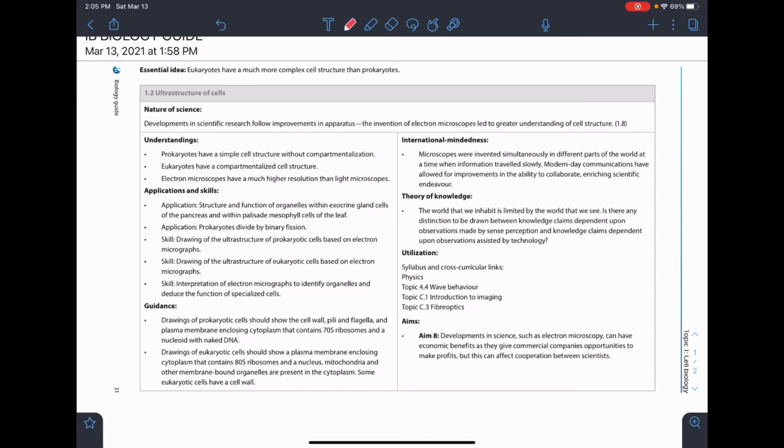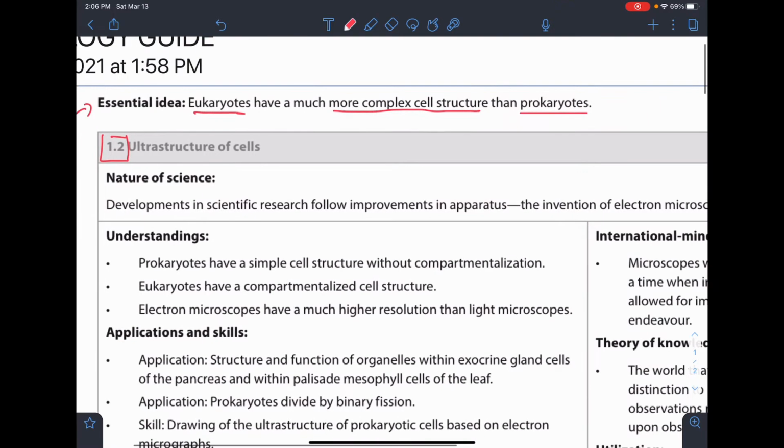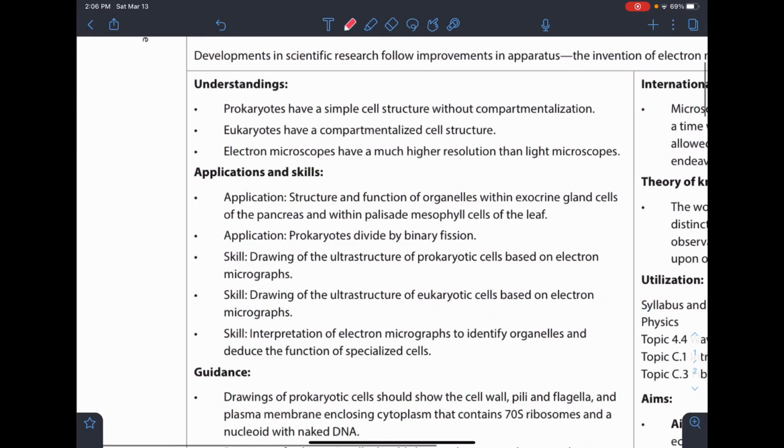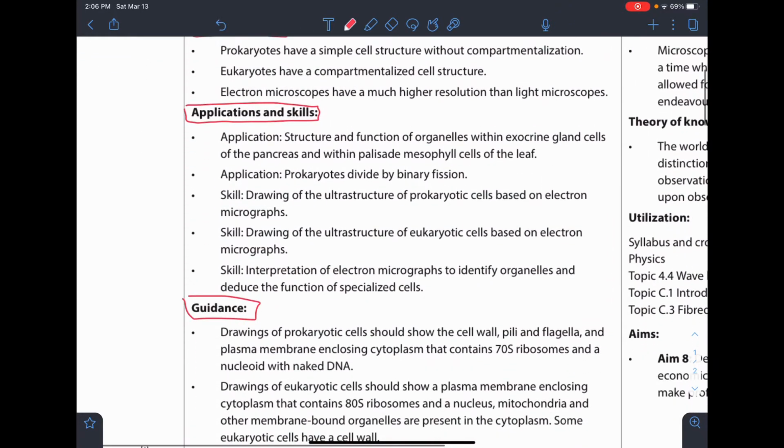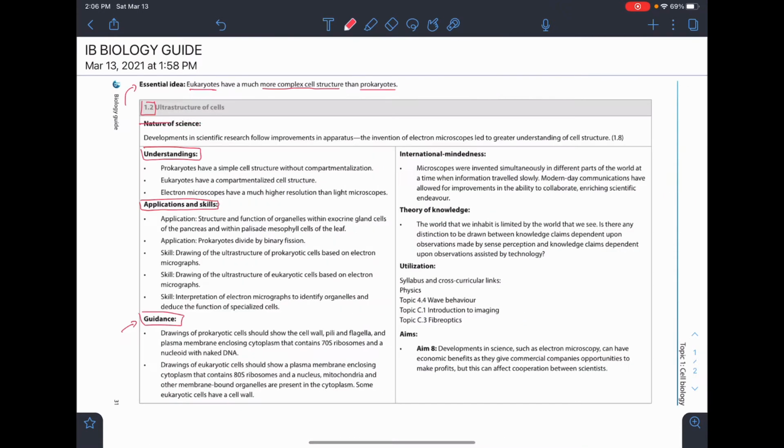The first thing you're going to notice is that at the top of every subtopic, you're going to get an essential idea. In this case, the essential idea of subtopic 1.2 is that eukaryotes have a much more complex cell structure than prokaryotes. This is just giving you the guiding main idea of what they're going for here. You're going to want to focus on the understandings, the applications and skills, and the guidance. These are really the only things they can test you on in exams, and the guidance is meant to help students navigate these understandings and applications. You can pretty much just ignore nature of science, international mindedness, and all this other stuff.